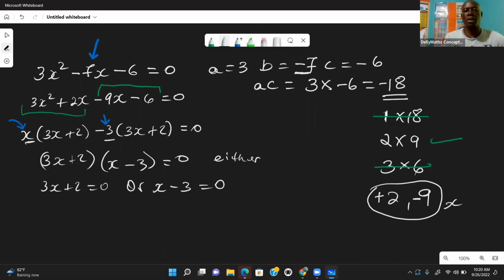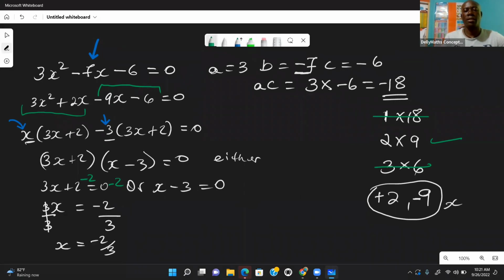Well, let's continue by solving. For the first piece, we'll minus 2 from both sides. So what we are left with is 3x, which is equal to negative 2. Finally, we will divide by 3 so that we cancel. Balancing the equation, we divide by 3. For this one, x is equal to negative 2/3.